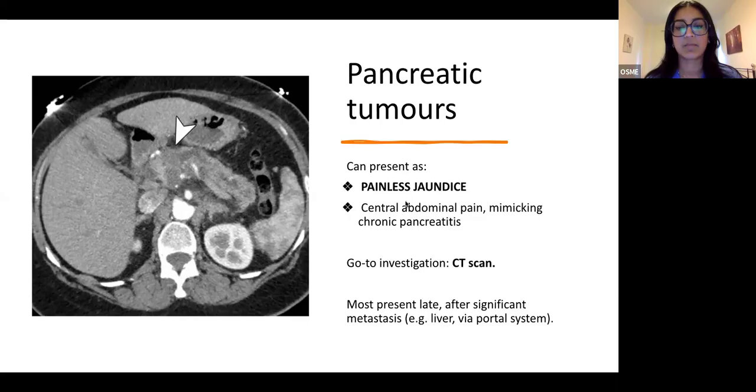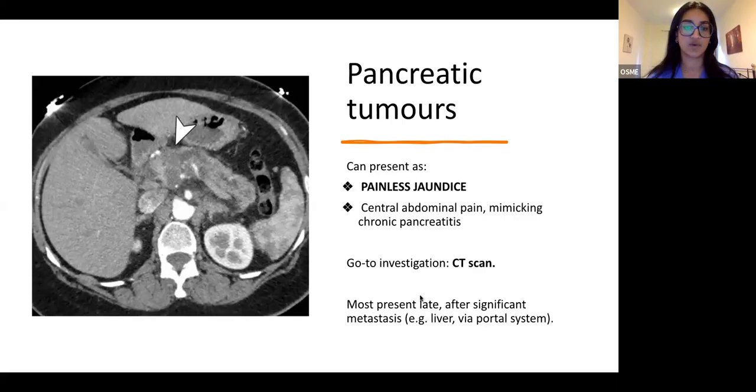And yeah, patients can also have central abdominal pain, which mimics chronic pancreatitis as well. But it's more of a long-standing history. They might also have other symptoms you want to ask about in the history. So your classic red flags of cancer, so loss of appetite, fever, weight loss, night sweats, tiredness, etc. And the classic go-to investigation would be a CT scan.